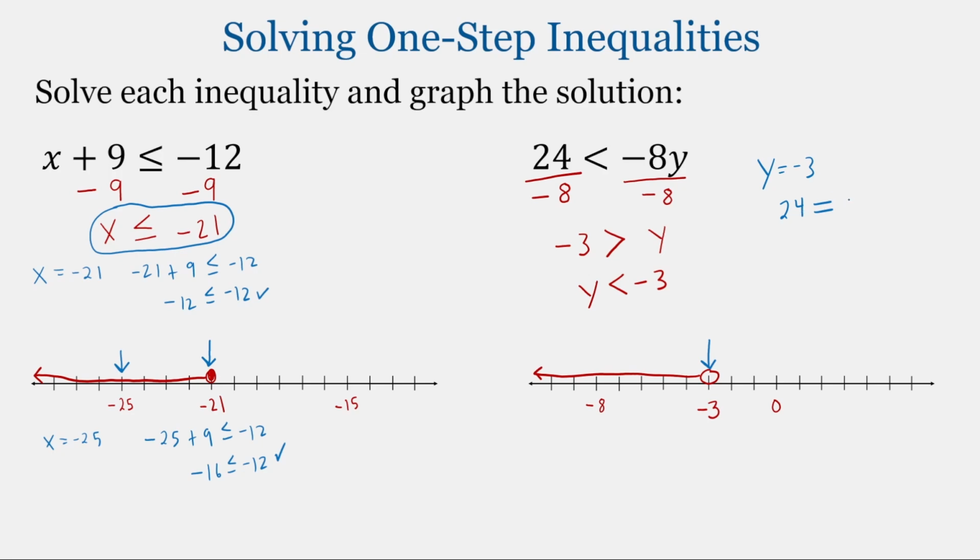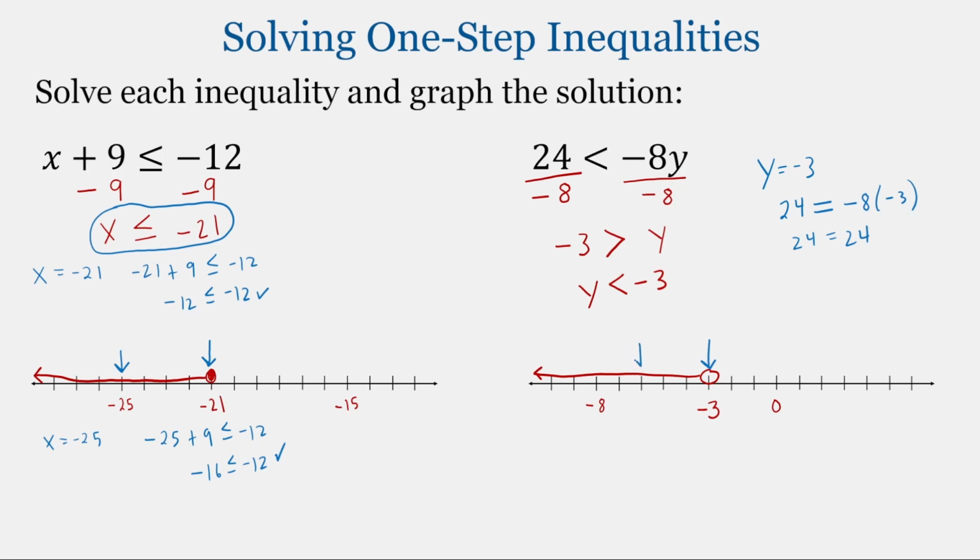So we have 24 equal to negative 8 times negative 3. So this is 24 equal to 24. So yes, we correctly found the edge of our inequality, the boundary of that inequality, but it is not a part of the solution. And we'll pick another point.